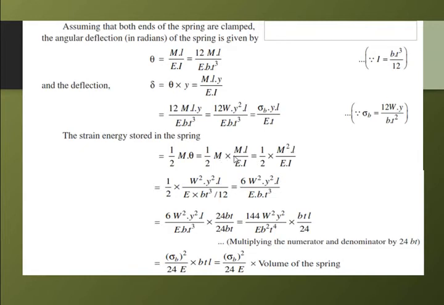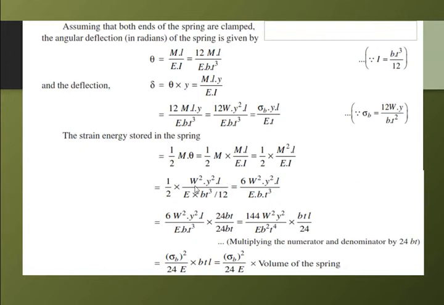half M into ML by EI is half M square L by EI, and half into M will be W into Y. So W square into Y square into L by E into I, and you know that I is equal to BT cube by 12. If you simplify this, you will get 6W square Y square L by E BT cube.